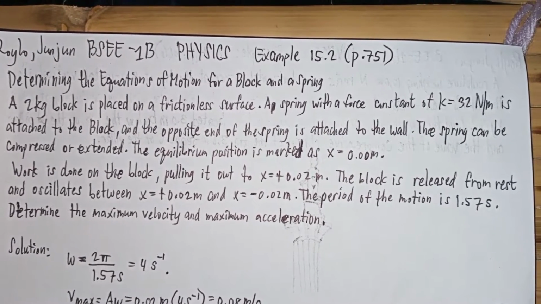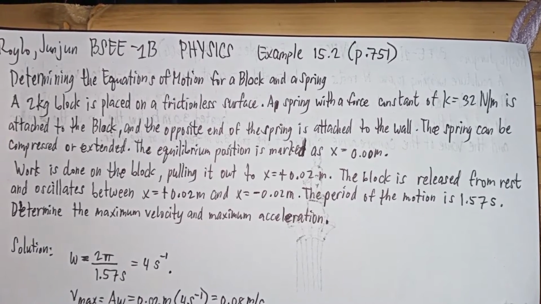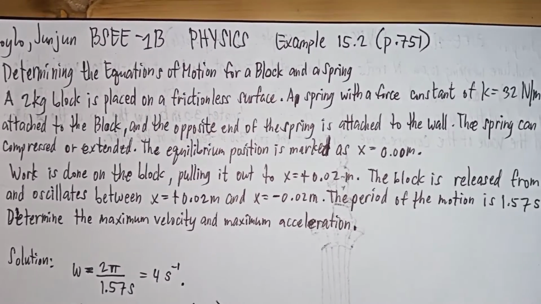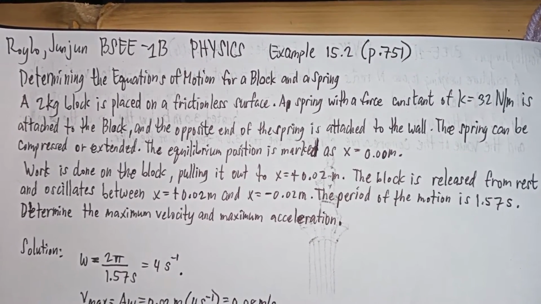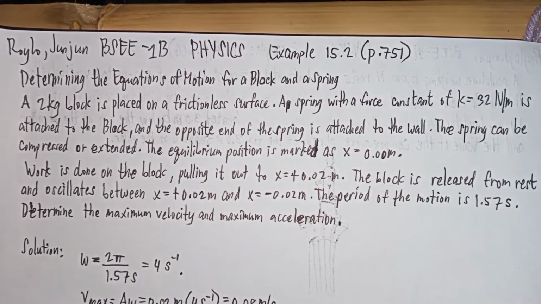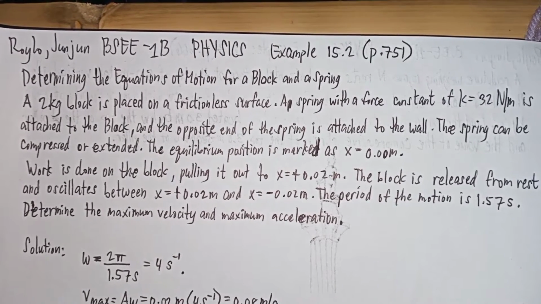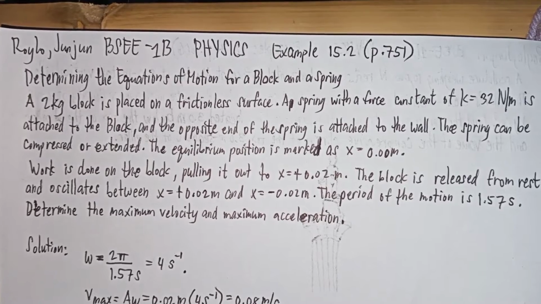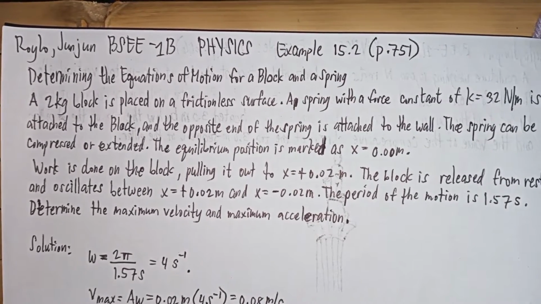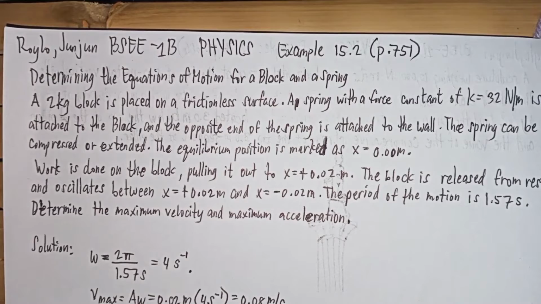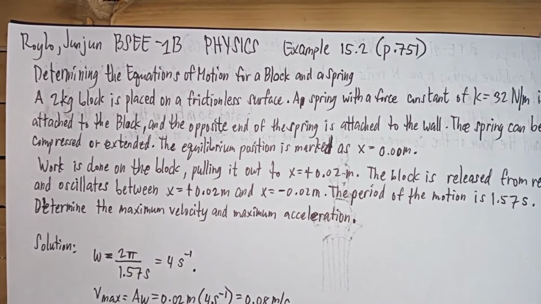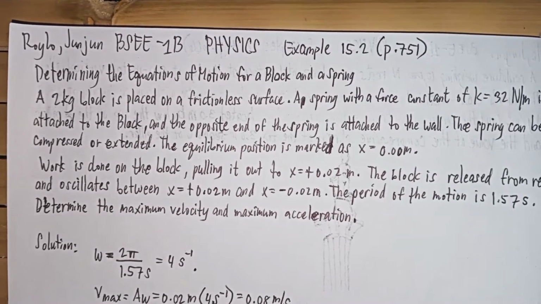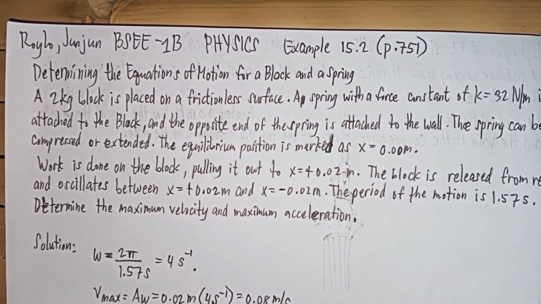The period of the motion is 1.57 seconds. Determine the maximum velocity and maximum acceleration. We find first the angular frequency. The phase shift is 0 because the block is released from rest at x equals positive 0.02 meters. Once the angular frequency is found, we can determine the maximum velocity and maximum acceleration. So we proceed to solution.